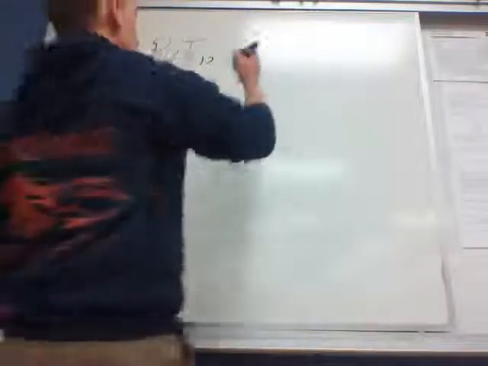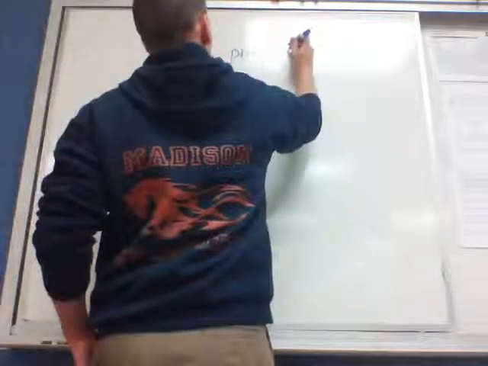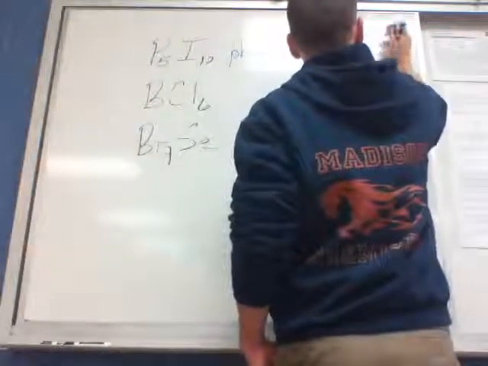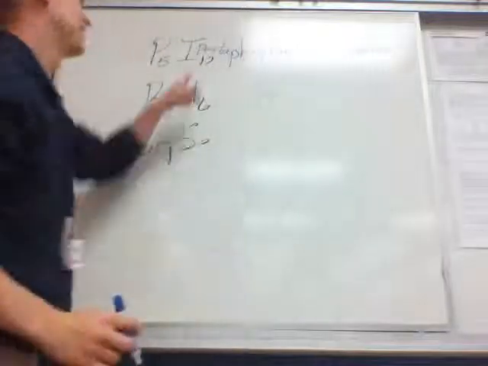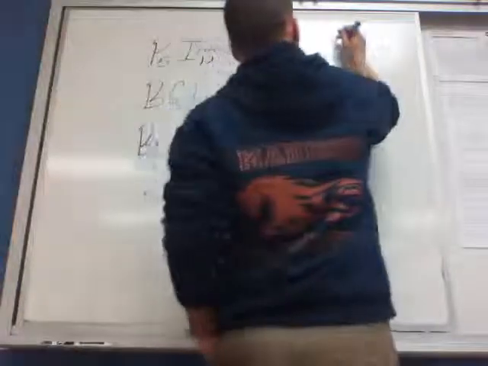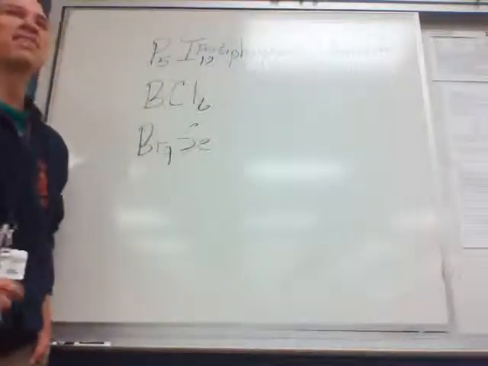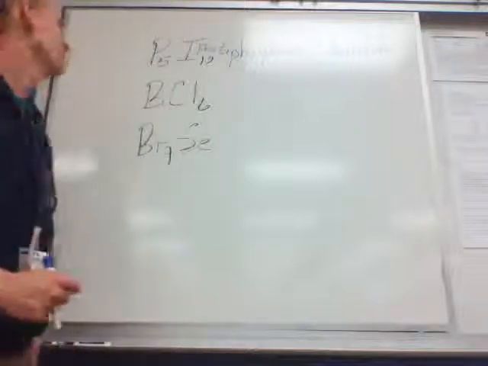So, P is phosphorus. I is iodide, if it ends in IDE. 5 is penta. 10 is deca. Somebody say it, 'cause it's fun to say. It's hard to say. Pentaphosphorus decaiodide.